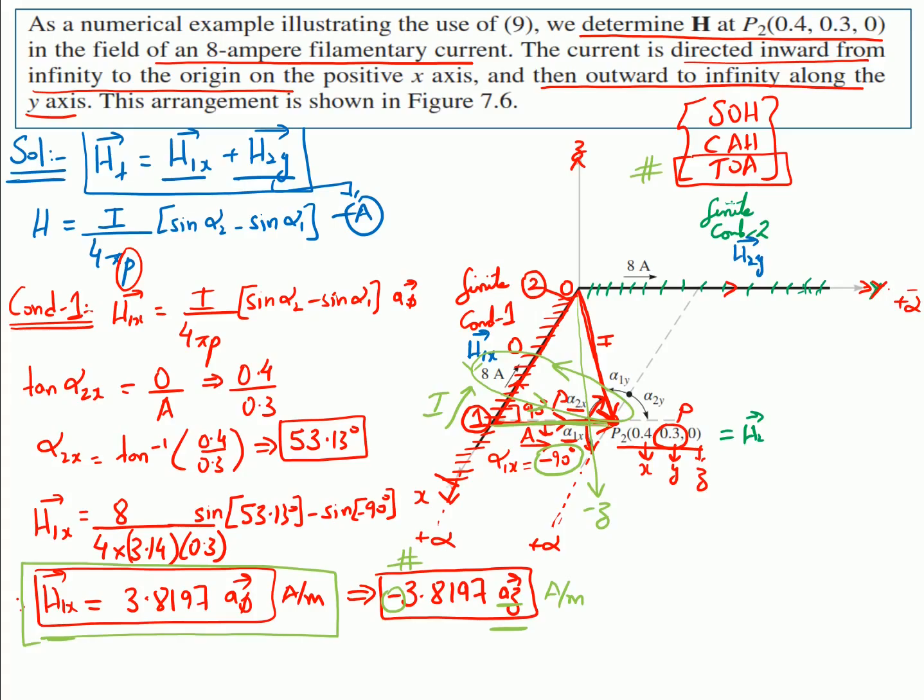Now let's find the solution to the second cylinder, which is H2 of y. So again, for H2 of y, let me use the other side. So now we want to find H2 of y, the magnetic field's effect for the second conductor. The equation remains the same, which is for the finite conductor I divided by 4 pi rho, sine of alpha 2 minus sine of alpha 1, and it is along the A phi.